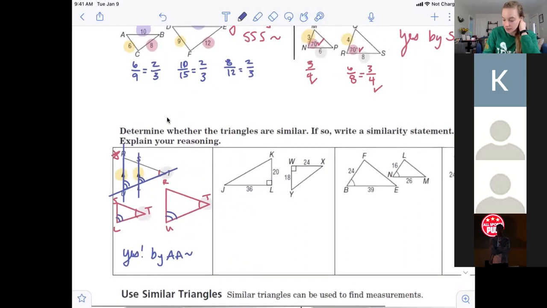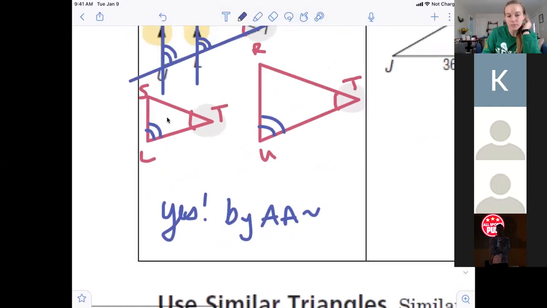Oh, then it says write a similarity statement. We got to write a similarity statement. Let me give you one. I'm going to say this one is, triangle TSL is similar to what? Triangle TSL is similar to which other triangle?